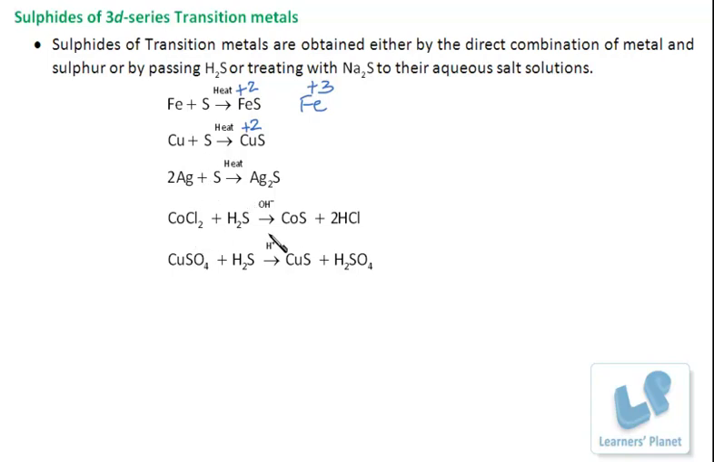Cobalt sulfide is obtained by treating cobalt chloride with hydrogen sulfide in the presence of a base. Likewise, copper sulfide, CuS, can also be obtained by treating copper sulfate with hydrogen sulfide in the presence of acid, forming cupric sulfide and H2SO4. This is cupric sulfide.